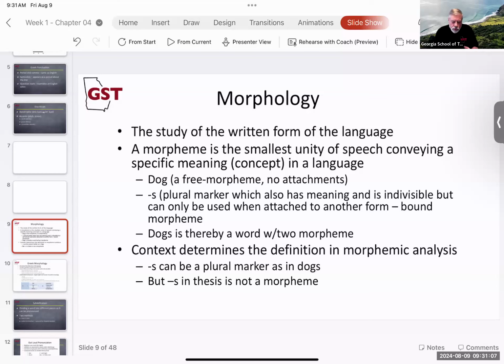So context will determine whether or not that S at the end of a word actually functions as a bound morpheme that has meaning in itself, or if it's just part of the word. Like the S in thesis, thesis in itself is the morpheme. There's not a suffix to it or a morpheme that's added to it. Am I making sense? As you see how the words form in parts by the smallest unit of meaning?